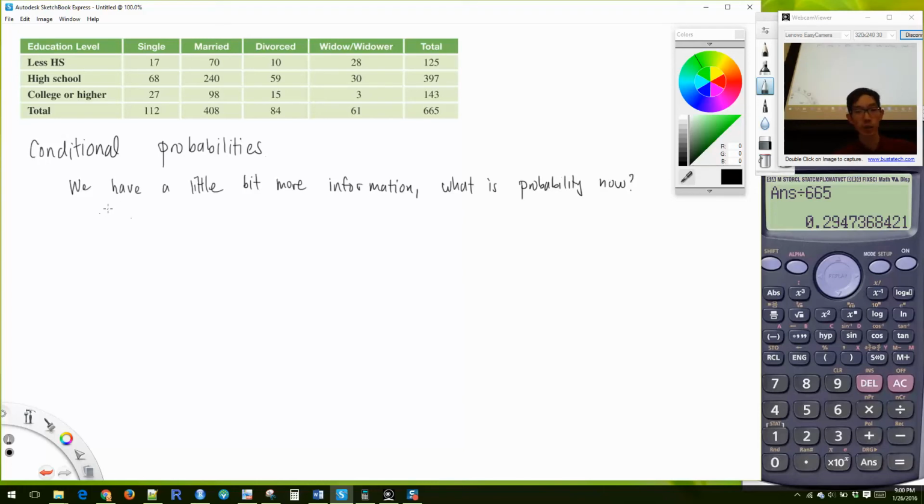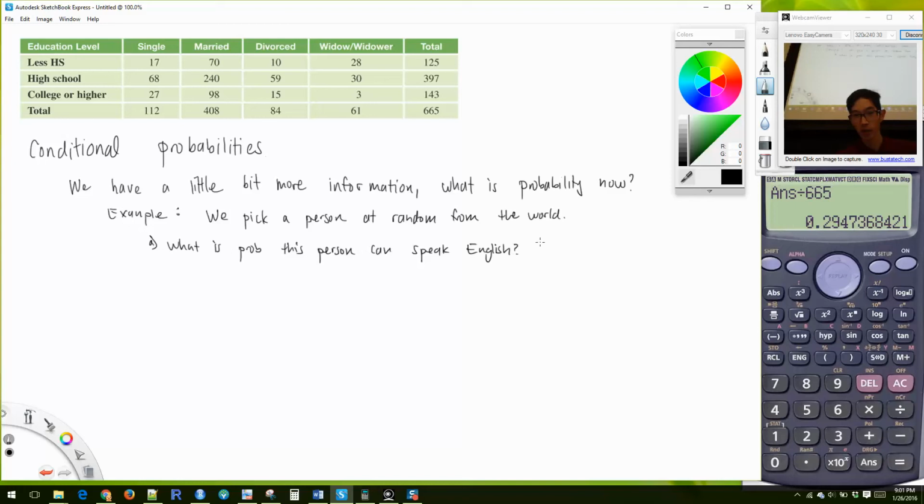Okay, so I'll just put our example here. We pick a person at random from the world. Part A is, what is the probability this person can speak English? And again, I'm just making this up. We're going to say 0.35. Made up number.